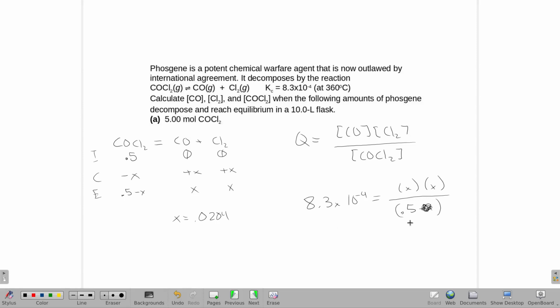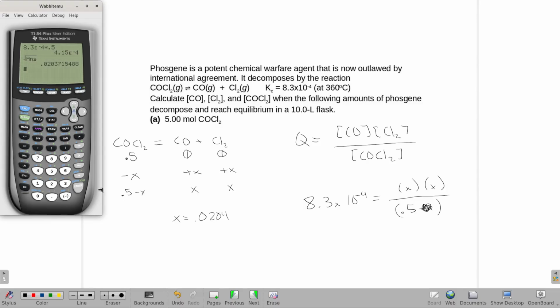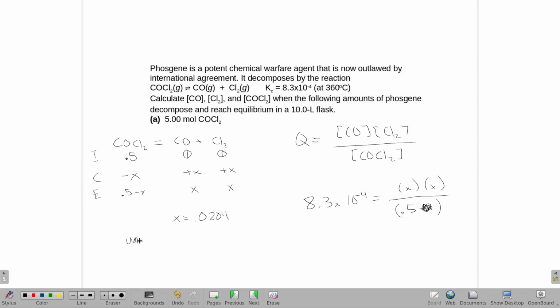It definitely is small, but is it small enough to ignore? What we can do to check it. So this is the x we just actually came up with. We're going to compare it to what we just actually assumed was okay to ignore. So I'm going to take that 0.0204, I'm going to divide it by that 0.5. This is going to give me a rough percent error. See how that's only like 4% error? As long as that's under 5%, that's perfectly fine to do. So we are okay doing this.